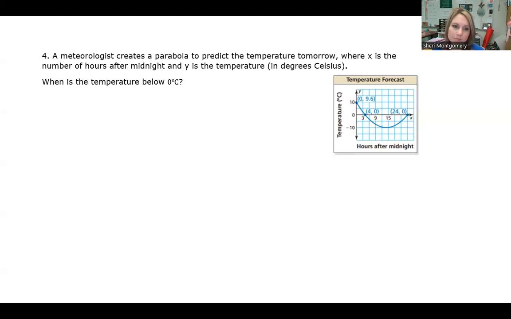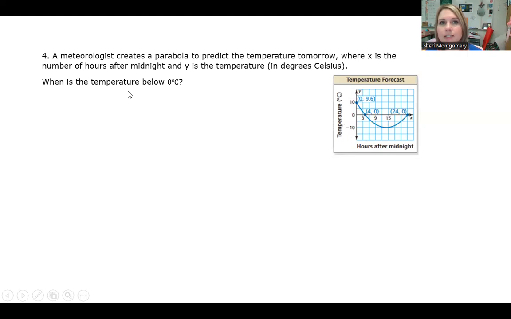This problem says a meteorologist creates a parabola to predict the temperature tomorrow. X is the number of hours after midnight and Y is the temperature. So reading the scale of this graph, along the bottom we've got hours after midnight, and vertically, we've got the temperature.